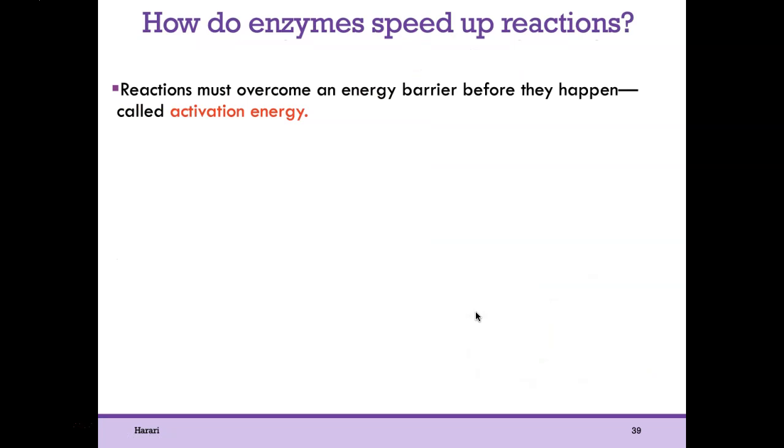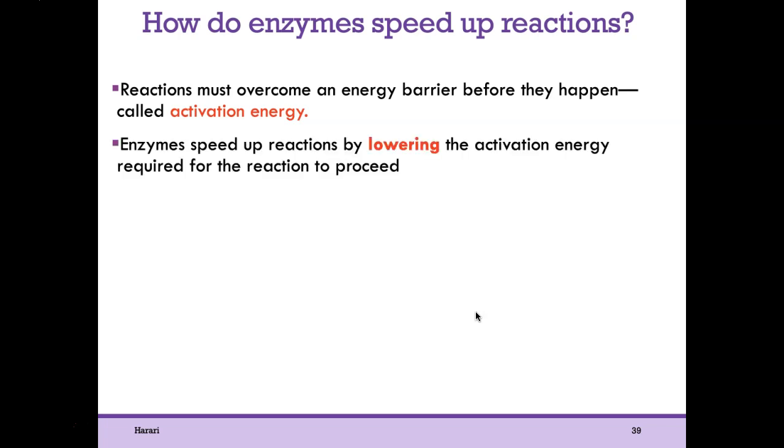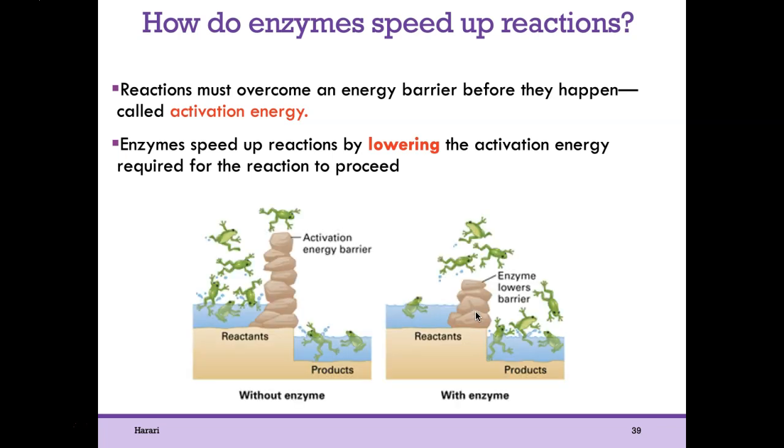How do they speed things up? They do so by lowering the activation energy, right? The activation energy is the amount of energy required to start a reaction. So it's like a barrier to entry. So enzymes speed up reactions by lowering the activation energy required for the reaction to proceed. This makes it a lot more likely for it to occur. And even exergonic reactions that ultimately release energy still require an initial kickstart.